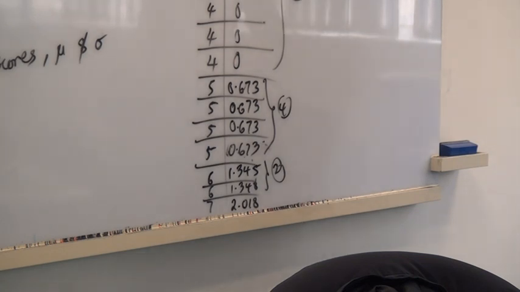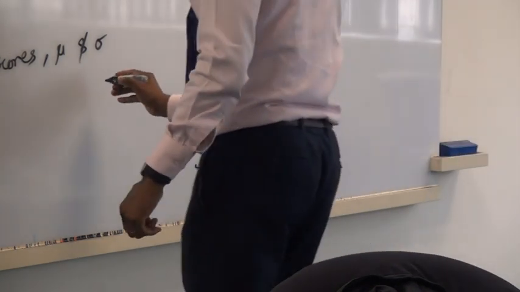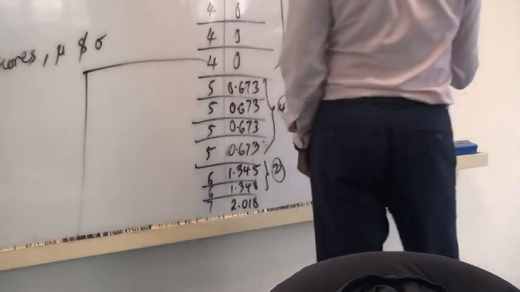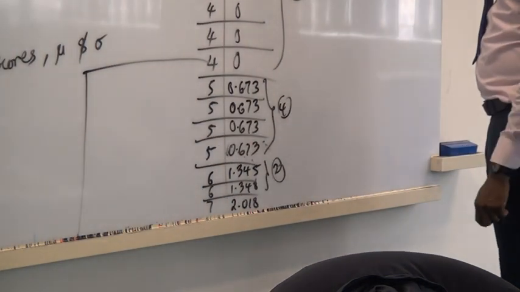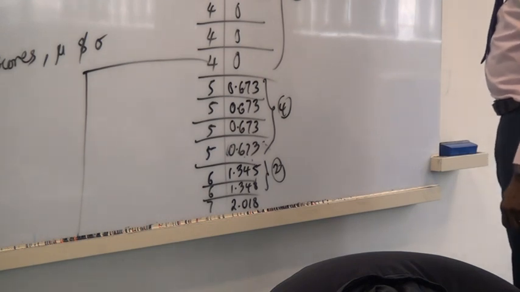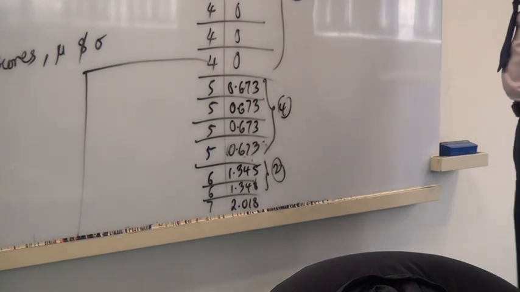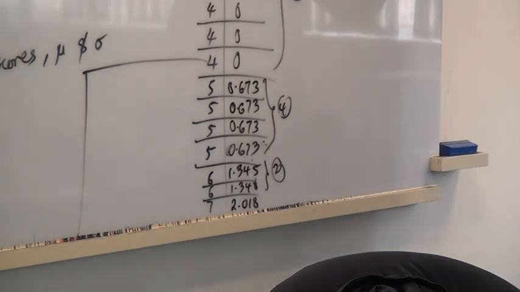What do you get? What's your mean? Good enough, good job. One variable. The mean is 0. Yes, you're right. The mean is 0. And the standard deviation? 1. Is it exactly 1 or 1 point something? 1.0 something. So it's 1.